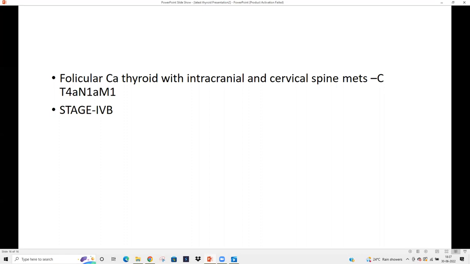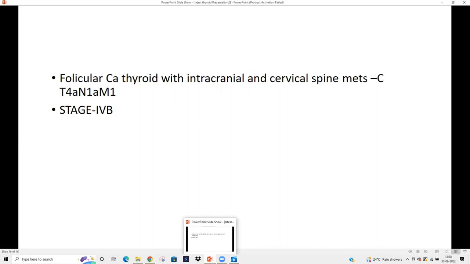How would you like to proceed, Doctor? From these imaging, the skull-base and intracranial part is actually unresectable. So I will plan for completion hemithyroidectomy right side with a palliative intent, and then I will give the radioactive iodine as well as EBRT for the skull-base lesion. So I will treat this patient with palliative intent.